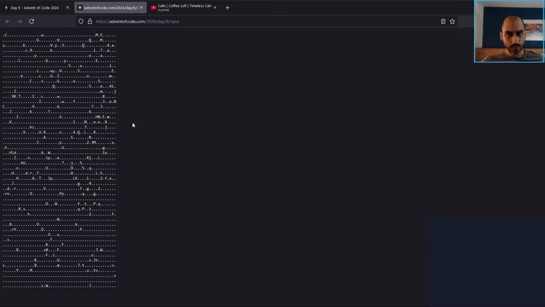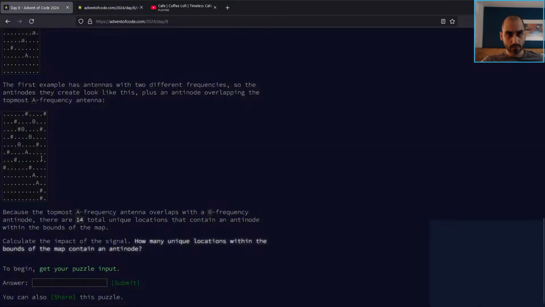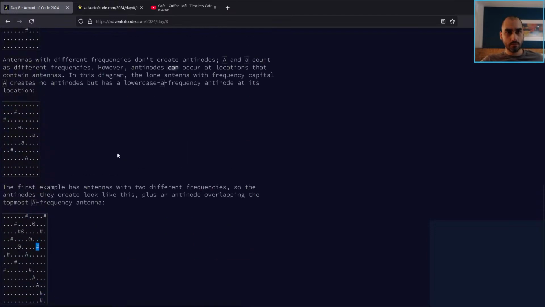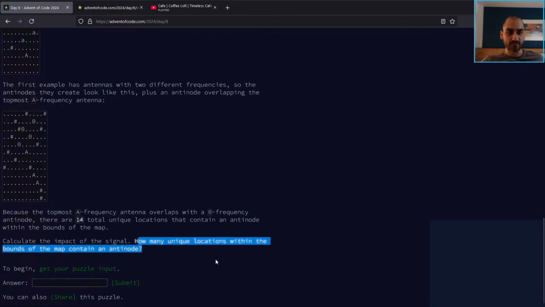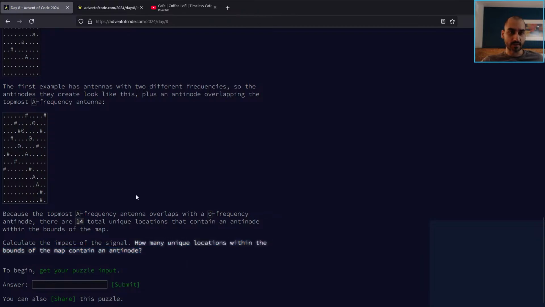Okay, I think that's basically the algorithm. You don't really have to do any checks. They're allowed to be in the same place as other antennas. They're probably allowed to be in the same place as other antinodes as well. It wouldn't matter because we're looking for unique locations. Yeah, so they're allowed to be anywhere.